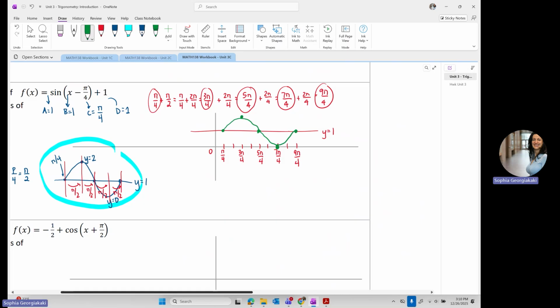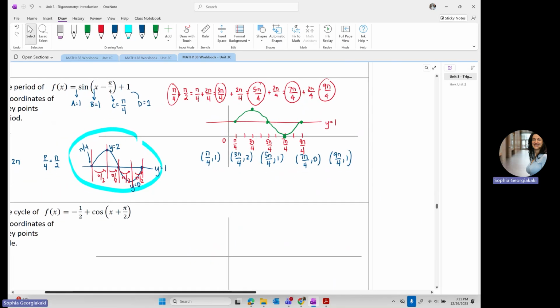And I can now write the coordinates of the 5 critical points. Pi quarters with 1, that's the midline. 3 pi quarters with 2, that's the top. 5 pi quarters with 1, that's the midline. 7 pi quarters with 0, that was the lowest point. 9 pi quarters with 1. And this is only one cycle of the graph. Obviously, there are more cycles that I'm not graphing here.